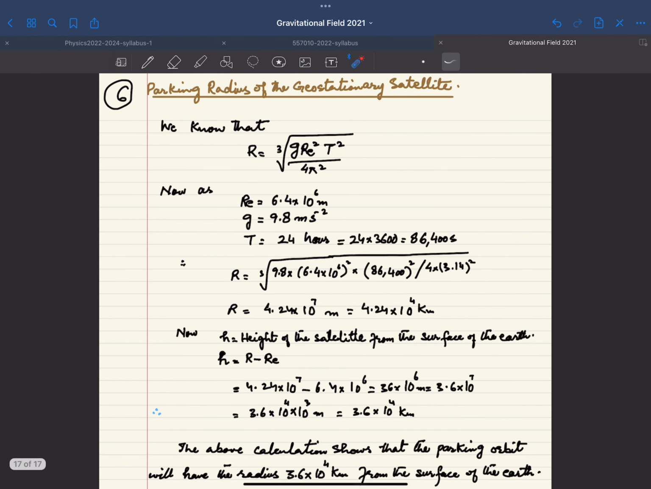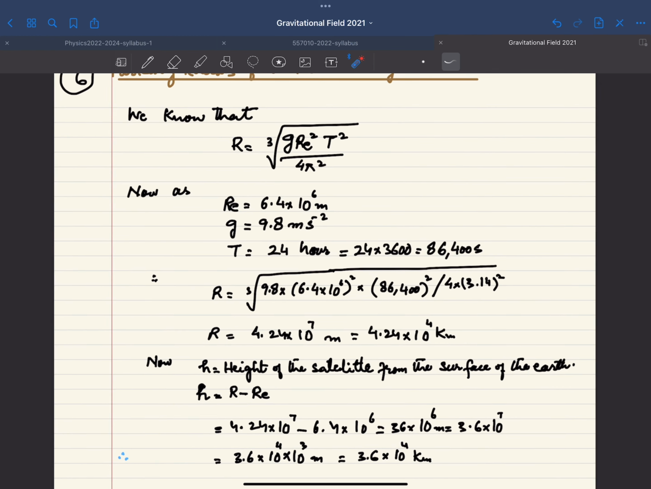Now here we have another simple situation as far as the parking radius of the geostationary satellite is concerned. As we have just discussed, we can use this equation if we are talking about the situation of the earth and a satellite, suppose. So if you have this situation, that here you have the earth and here you have the satellite, then of course this distance is not very far away. So simply you have to consider the distance somewhere here.